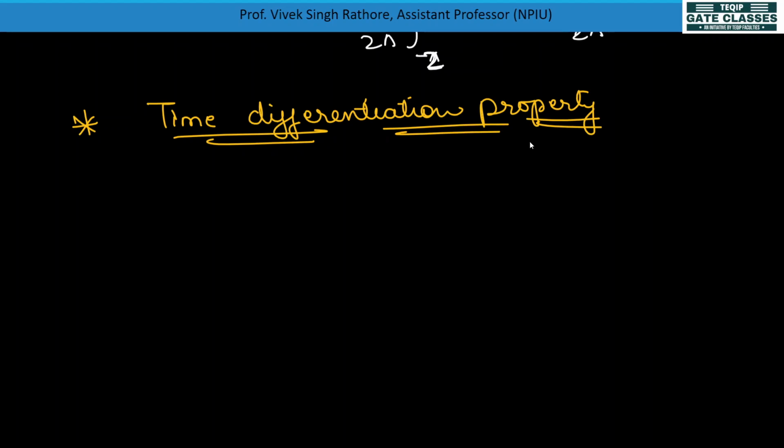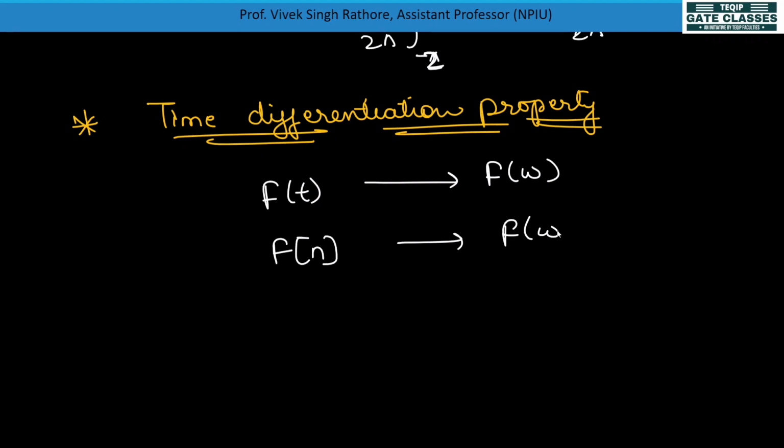Time differentiation property, what it says. What we need to do is differentiation in the time domain. If the Fourier transform of f(t) is F(omega), as you know, and the Fourier transform of f(n) is F(omega) only, then if you do differentiation in the time domain, see what we can do.